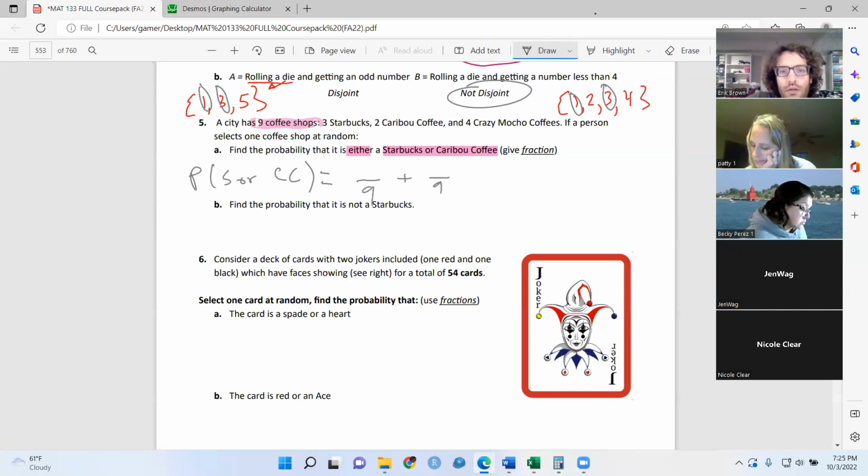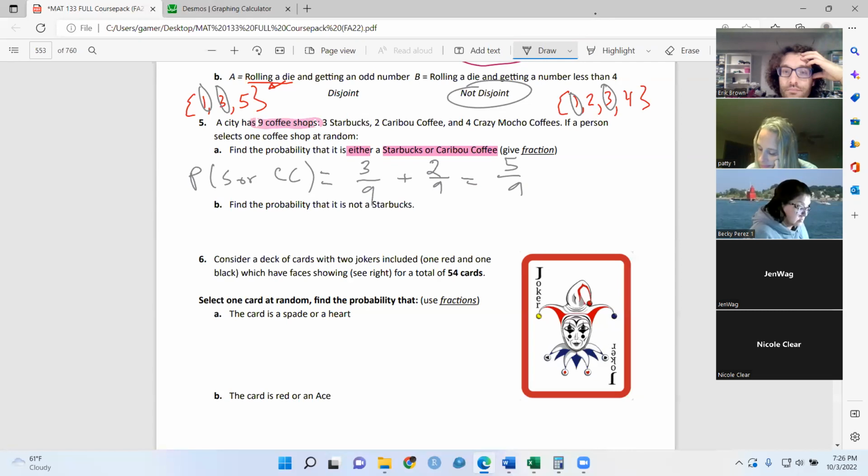So if you think about the probability that we picked a Starbucks shop, 3 out of 9. Probability we got a Caribou Coffee, 2 out of 9. So it's 5 out of 9. I'm making the assumption that you all know how to do fraction arithmetic. If the denominator is the same number, you just add the numerators. So 3 plus 2 is 5, 5 out of 9.